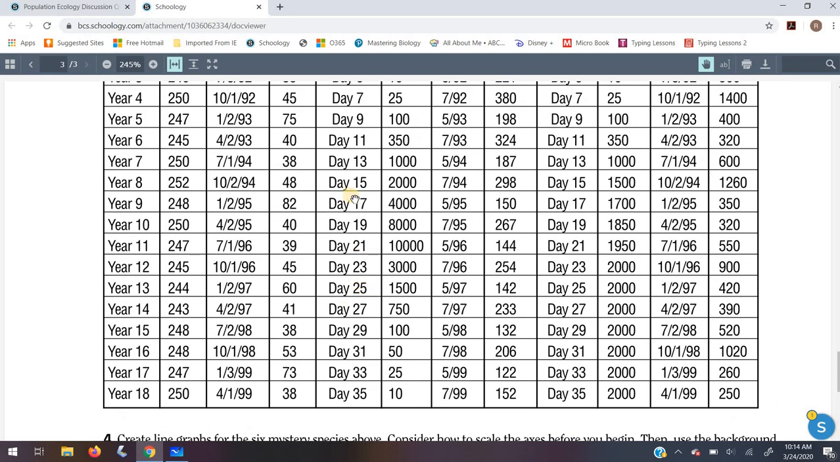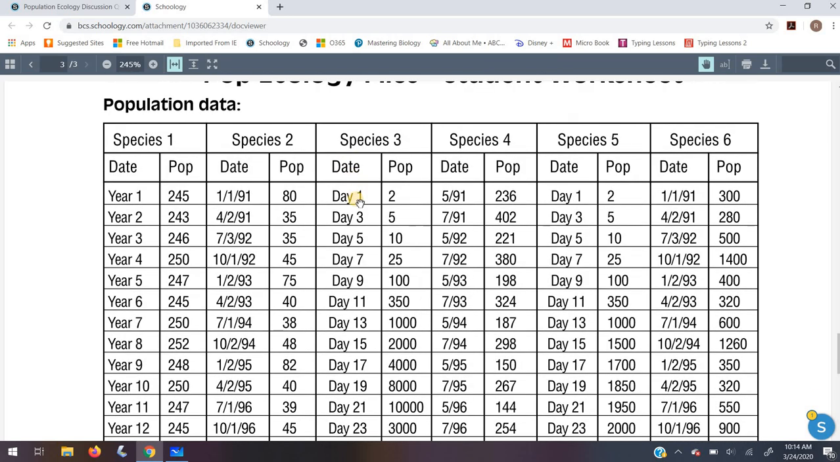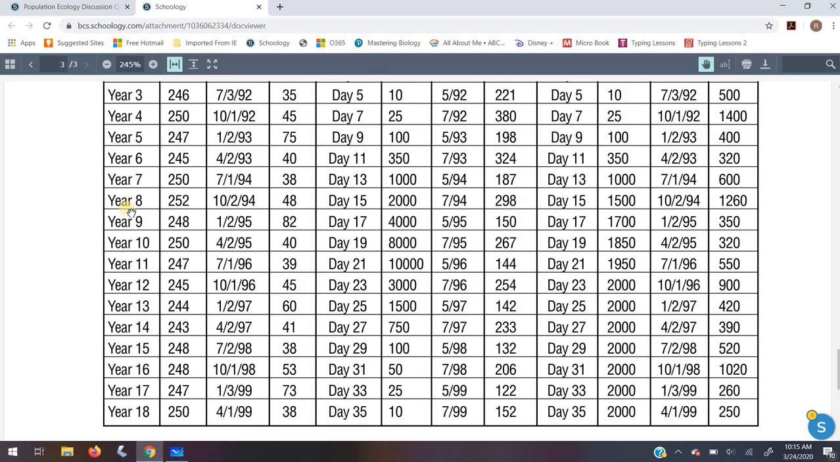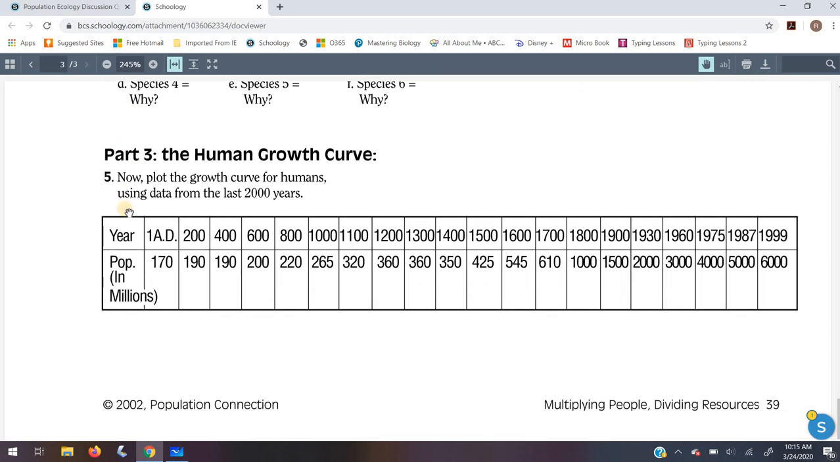You would do the same, but you have to pay attention to what goes on your x-axis. For species 3 and species 5, it goes by day. For species 2 and species 6, it goes by the date. And then for species 4, it goes by the month and year. Species 1, it goes by year. That matters for your axes.